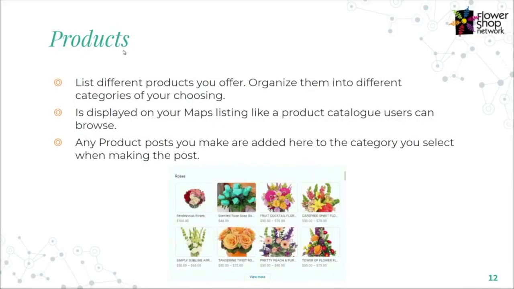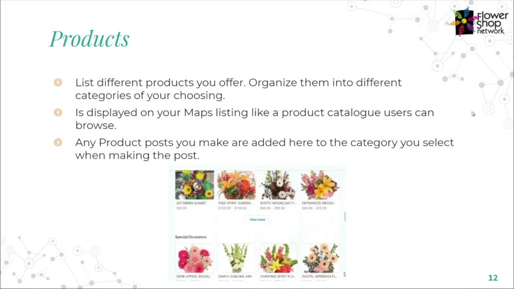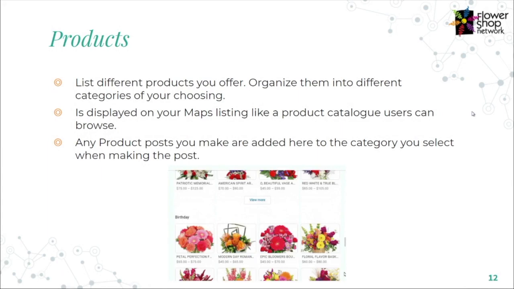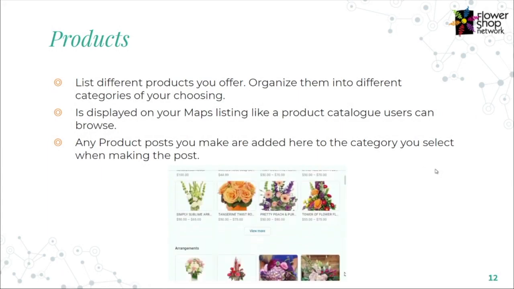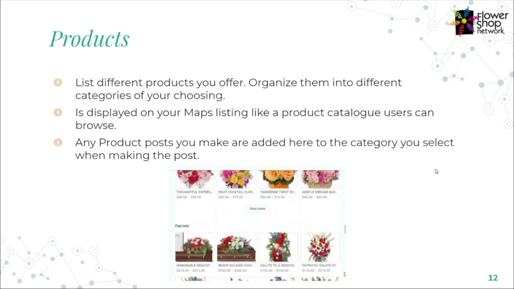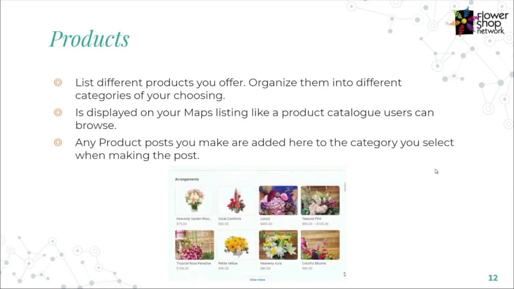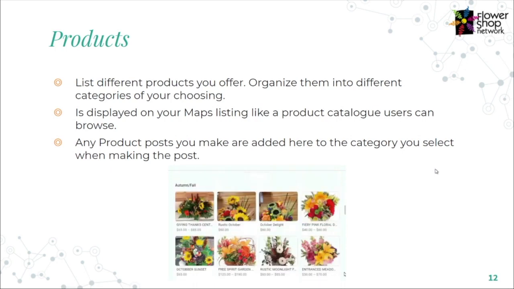And products, I talked earlier about product posts. This is where they go when you make product posts. They go into this product section. You can see here me scrolling through somebody's product section that they've got filled out. And what it is, it is a digital product catalog. And it'll show pictures, prices. You can organize this into different categories.